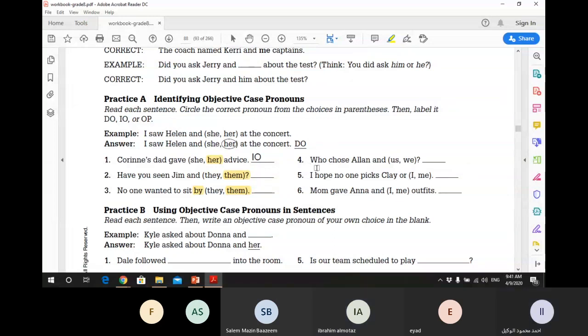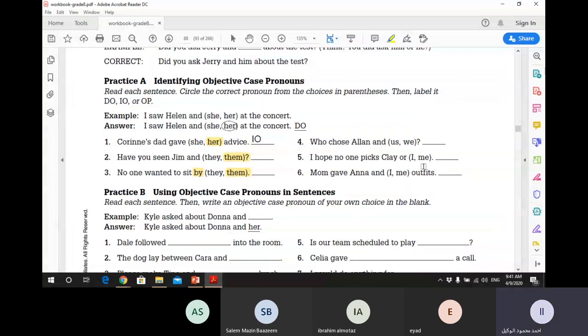Number 4. Who chose Alan and we or us? Come on, guys. Who chose Alan and us? Who? The question word is asking for the subject. Chose is the action verb. Alan and us is a compound direct object.